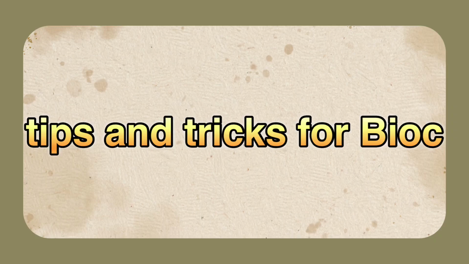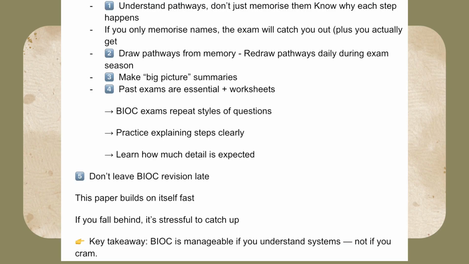So in terms of how to do well in BIOC 192, it is really important that you understand pathways and not just memorize them. It's important that you know why each step happens and where it happens, because if you only memorize names, the exam will catch you out. This is because in the exam itself, you get formula sheets which show you the pathways and the specific names of the enzymes and the intermediate products, etc. So if you're memorizing those names, you're not understanding anything, because they give you those things.